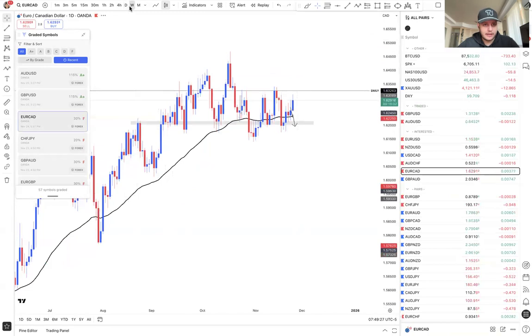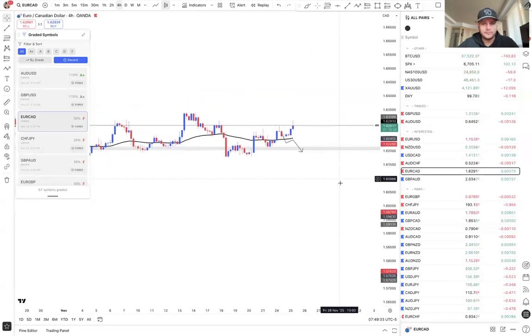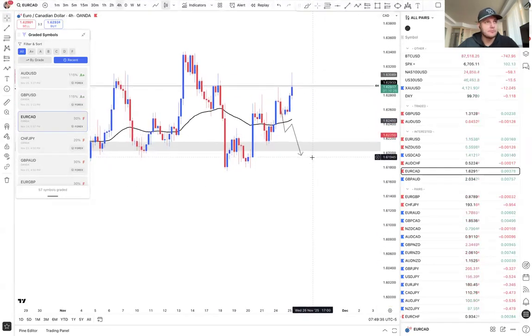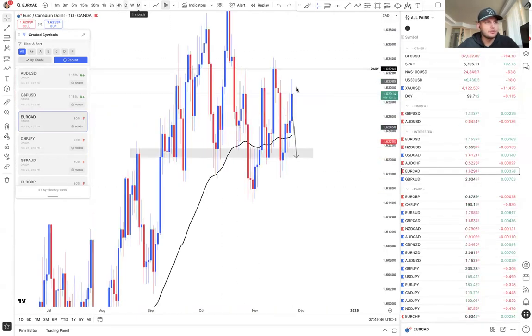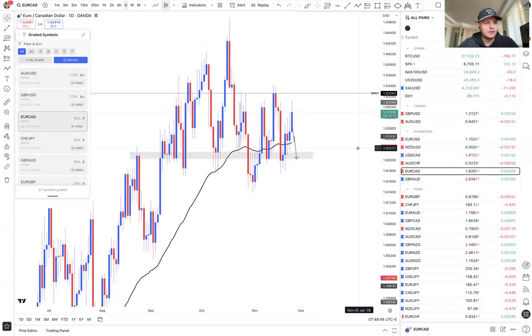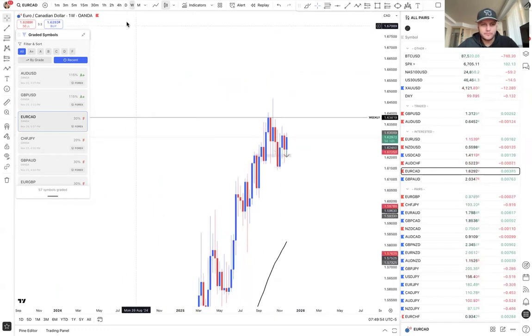EuroCAD. EuroCAD weekly time frame was bearish. Daily time frame is bearish. 4 hour time frame hasn't broken and retested underneath. 4 hour time frame is bearish as well, but looks like it's about to shift bullish at this point here on the 4 hour time frame.